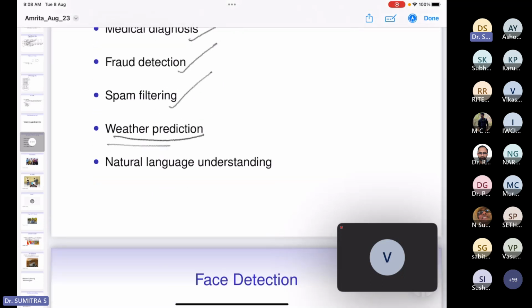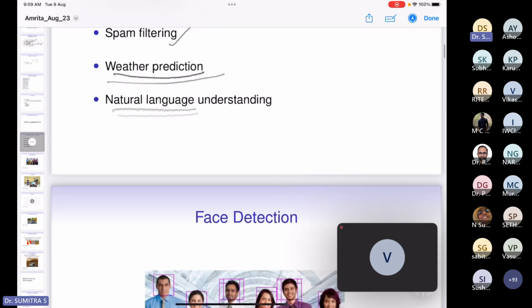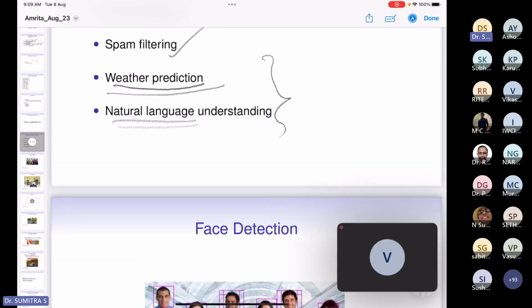Or in weather predictions, given the temperature conditions of a particular day, what can we predict about the weather for a particular season? Or natural language understanding: if I speak English, whether the model can understand that language and convert it into text, or convert it into another language. We have seen these, so these are some of the applications.